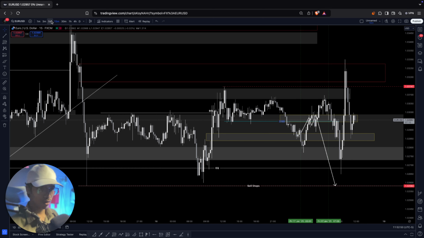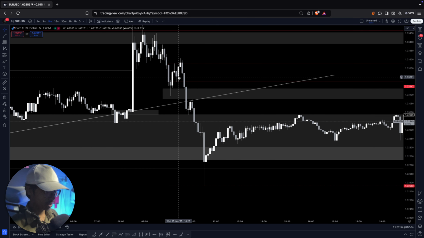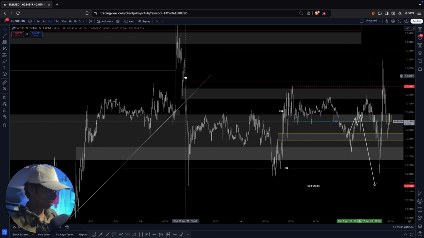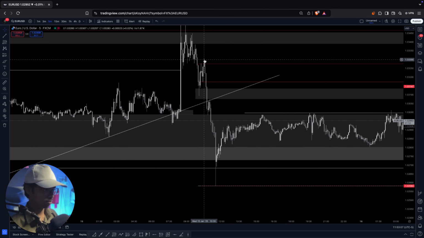Got it? Now if I go on the smaller time frame, you guys can see at this point this is an upside order block, right? And this is the highest point of the order block, so the price should remain between this point and this point. Got it? Let's see if the price did this or not. The price should remain between this, but it should not go above this high.